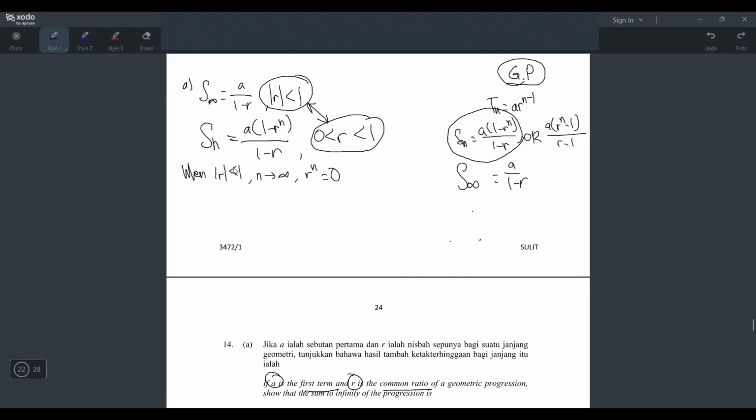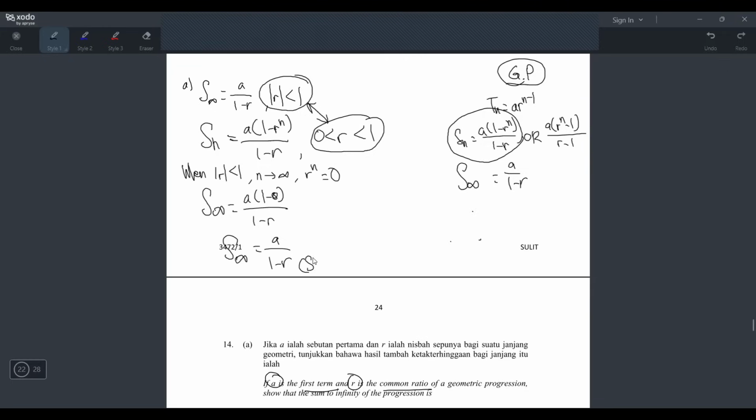Okay, so when your modulus R is smaller than 1, meaning R is between 0 and 1, and your n is approaching infinity, your R power n will be 0. So now your S infinity will be what? It will be A, and instead of writing 1 minus R power n, it will be 1 minus 0, because if your R is between 0 and 1 and your n is very big, R power n will just be 0, and then over 1 minus R. Now you have proved the formula: it will be A over 1 minus R, because 1 minus 0 is 1, and 1 times A is just A. So this is the S infinity formula.